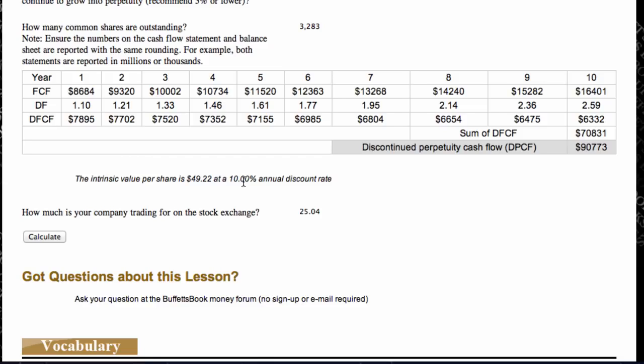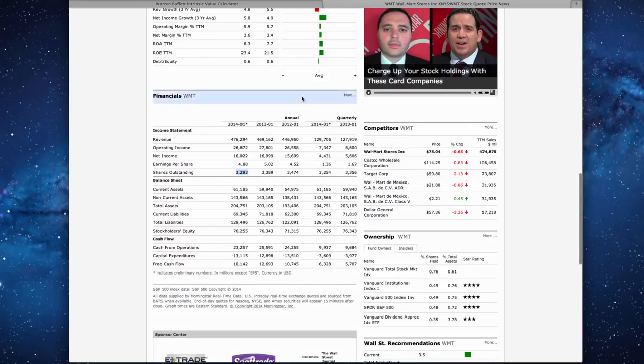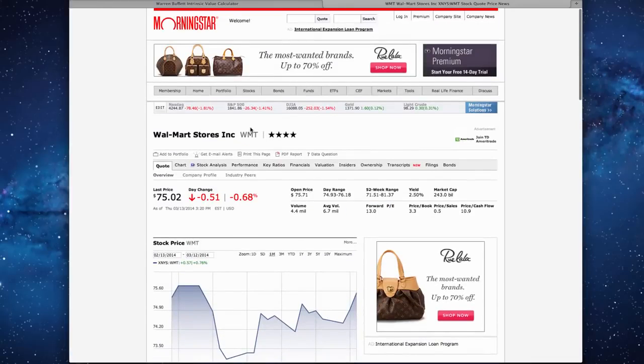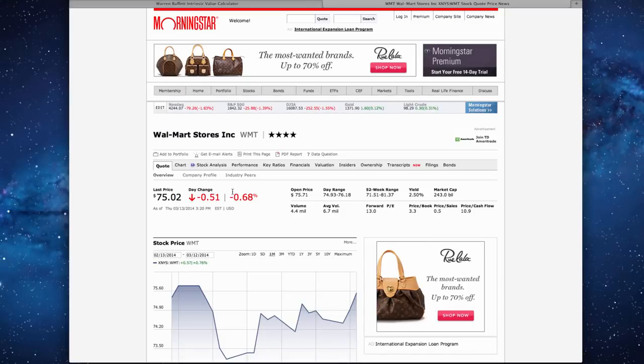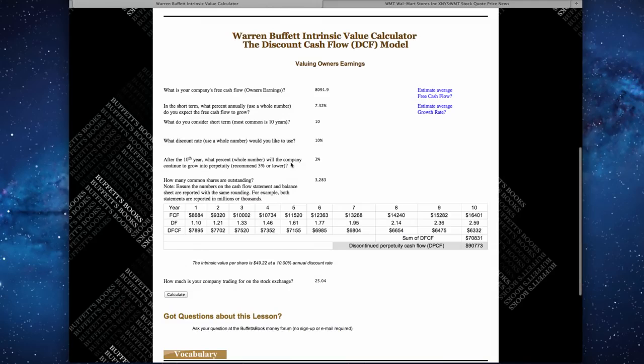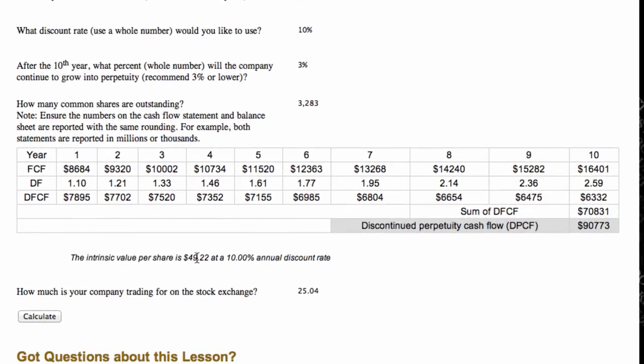Okay, so we know when we go back to the Walmart page, what's Walmart currently trading for? If we go to the top, you can see Walmart's trading for $75.02. Well, that's not what our intrinsic value is saying it is. The intrinsic value is saying that at $50 or $49, we can get a 10% return. So that makes you wonder, well, what kind of return would I get at $75, which is much higher than the intrinsic value that this calculator is saying?